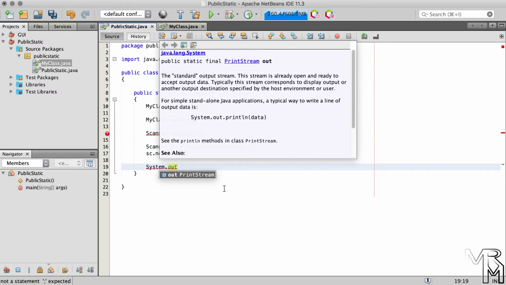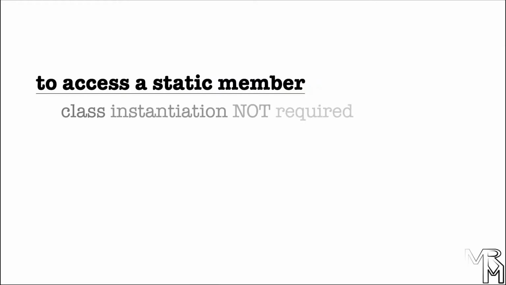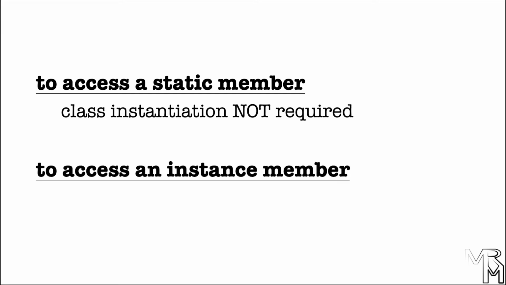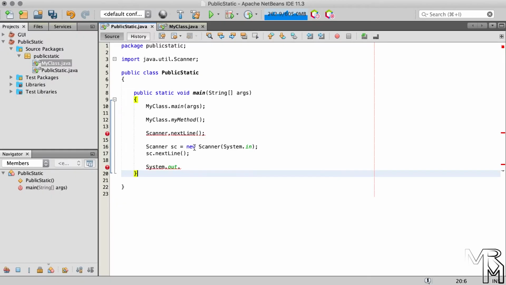And because the variable out of the System class is static, we do not need to instantiate the System class in order to be able to use the variable out to print text to the console. So if you want to access a static member of a class, you do not need to instantiate that class. And if you want to access an instance member of a class, you have to create an instance of that class first. Now let me show you an example that demonstrates another difference in behavior of static and instance members.